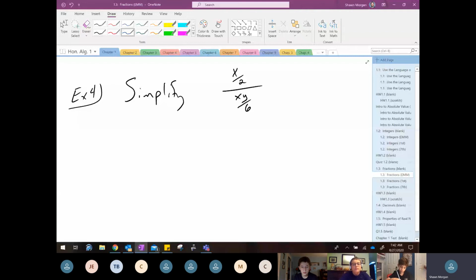Multiplying by reciprocal. So what we're going to do is keep, flip, and change. We're going to keep the first fraction, leave it alone, x over 2. We're going to flip the second fraction, making it 6 over xy, and then we're going to change the operator to multiplication. Because division can be expressed in more ways than just the little dash with the dot on the top and the bottom. Division can be expressed as a big old fraction. In fact, that's what a fraction is.